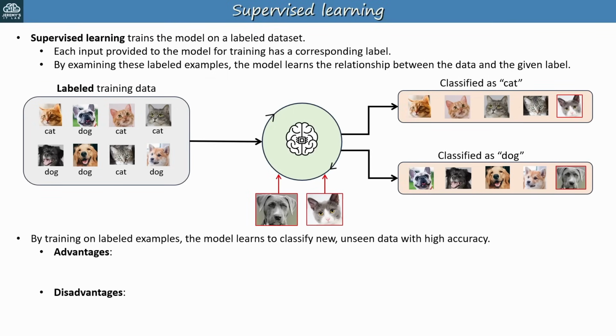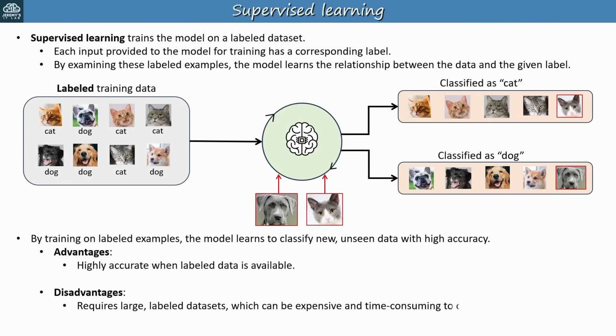So what are the main advantages and disadvantages of this method of machine learning? Well, if labeled data is available, supervised learning is highly accurate. When training the model, it's not going to misinterpret a cat as a dog, because the cat is already labeled as a cat. But it requires large labeled datasets, which can be expensive and time-consuming to create. As I said before, you're going to need a lot more than 8 photos to create an accurate model. Another advantage is that it's straightforward to understand and implement.